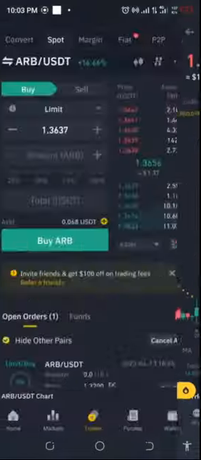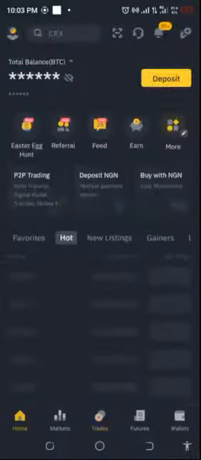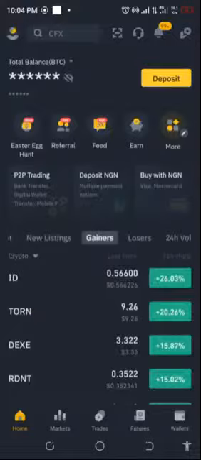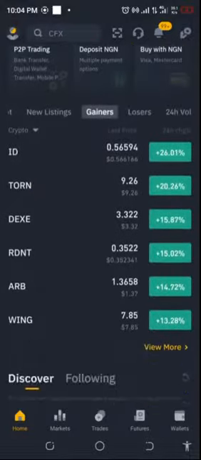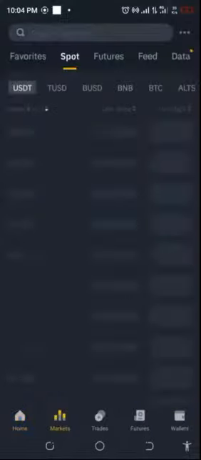I'm just going to go check again. Let's look under gainers to see whether it's also there. It's under new listings, but let's just be sure that it's also under gainers. Okay, is it on the gainers? Should I go with this? Okay, ARB is on the gainers. Okay, let's try this. Let's go ahead and just buy outrightly.